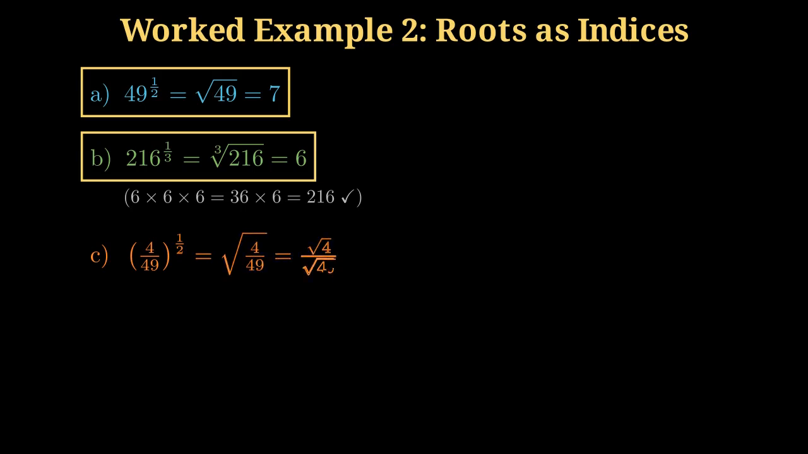C. A fraction changes nothing. Power a half, square root of the whole fraction. And to root a fraction, root the top and the bottom separately. Root of 4 is 2. Root of 49 is 7. 4 over 49 to the power a half is 2 over 7. And you can always check: 2 over 7 squared takes you straight back to 4 over 49.